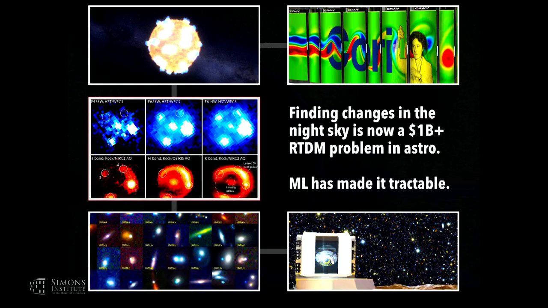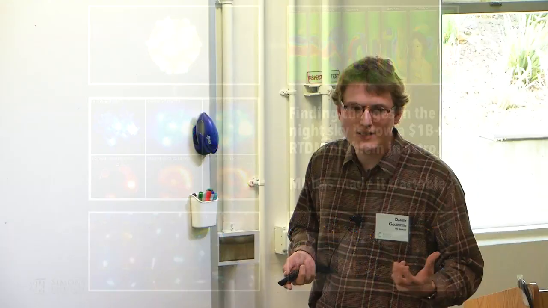So I just want to conclude by saying finding changes in the night sky is now like a $1 billion plus industry. There are lots of new experiments that are being built that cost, when you sum them all together, I think it's like a few billion. And real-time decision-making pipelines and specifically machine learning have really been the algorithmic advance that have enabled this problem to reach this scale. So it's an exciting time to be working on this kind of thing, and it'll be really cool to see what kind of discoveries we can make aided by these pipelines in the near future.